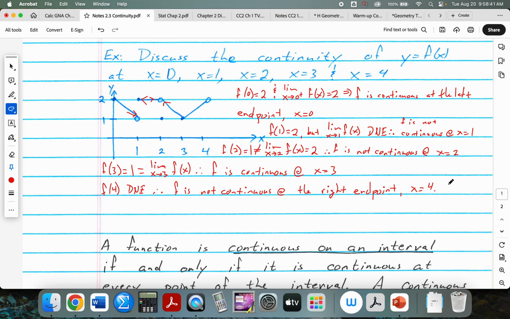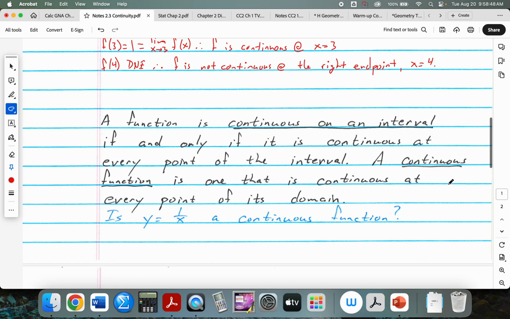And that's kind of all the different possibilities. So a function is continuous on an interval if and only if it is continuous at every point of the interval. That makes sense. It has to be continuous at every one of those points. A continuous function is one that is continuous at every point of its domain. Now, this is where students get into trouble.